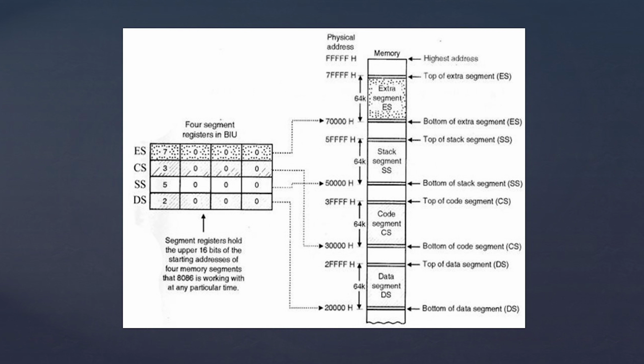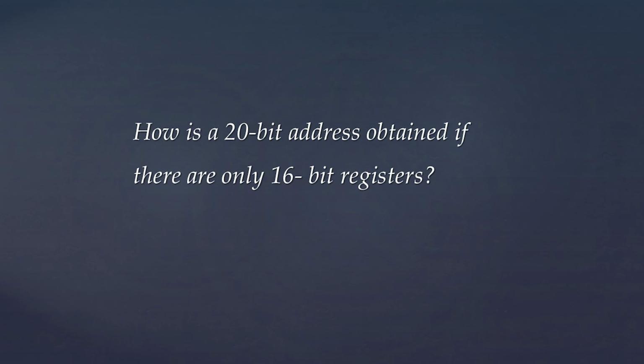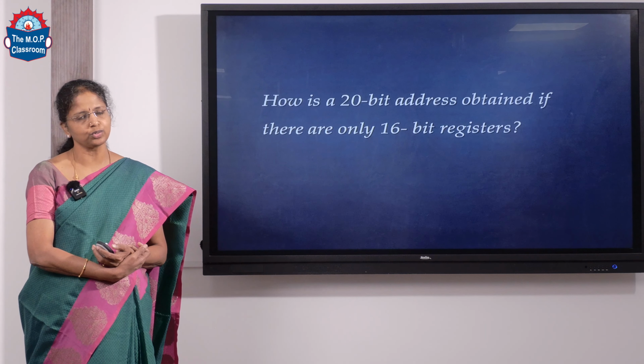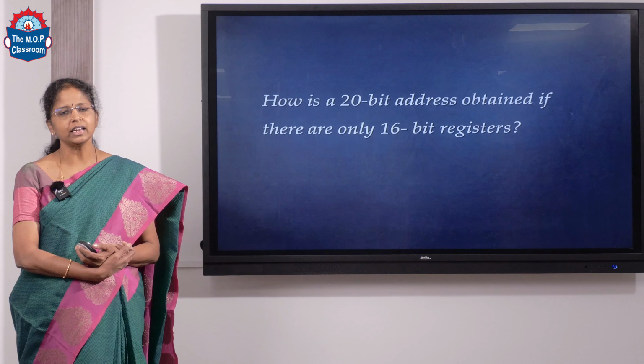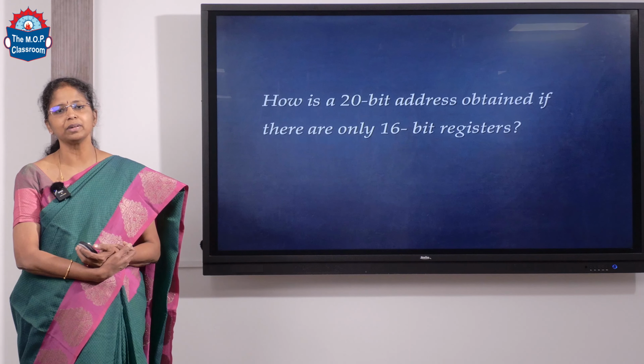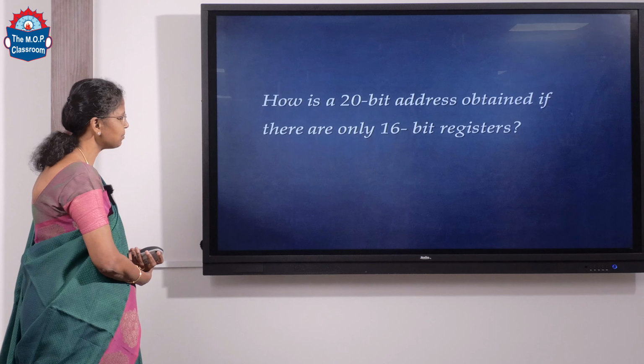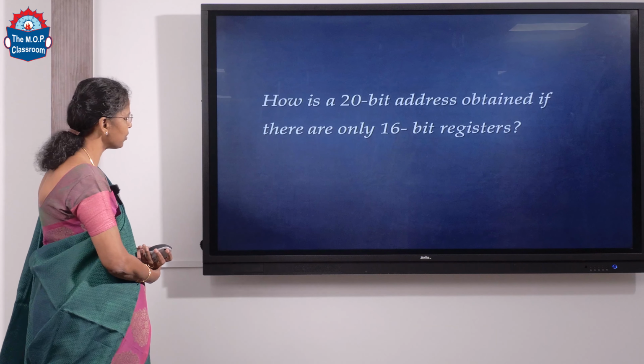On the left hand side, you can see the various segment registers storing the base address, or the starting address, of each of these locations. Now, we are going to see the most important thing: how to generate a 20-bit address from a 16-bit address. Because if we need to access the memory in the case of 8086, we need a 20-bit address, but all our segment registers have only a 16-bit address. So, what do we do about it?